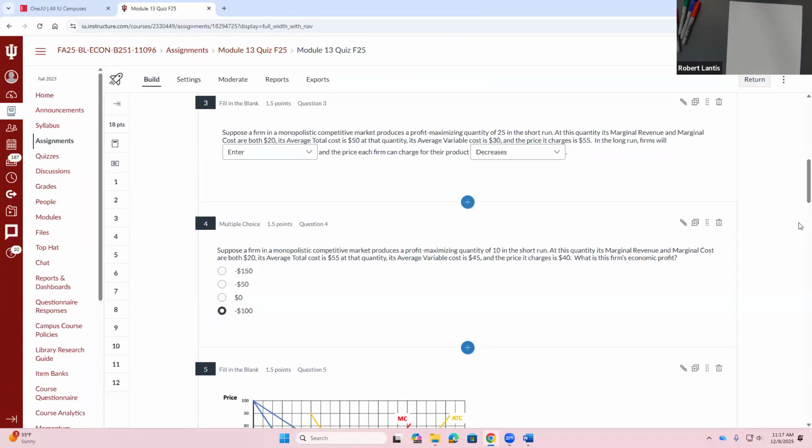So in this one, we are told that the current quantity that the firm is choosing is 10. Marginal revenue and marginal costs are both 20, which is good because firms should be choosing the quantity that maximizes profits based off of where marginal cost is equal to marginal revenue, right? We then have the average total and the average variable cost.